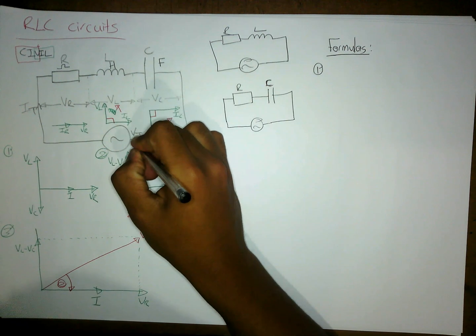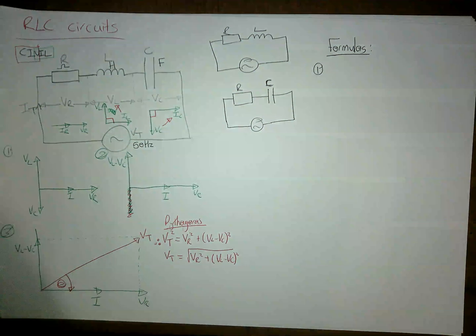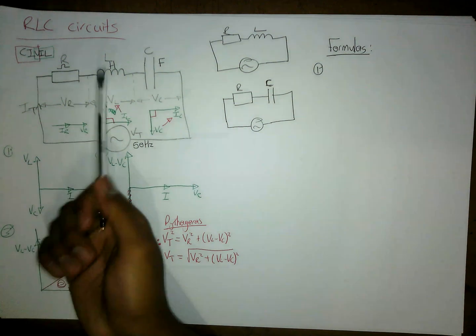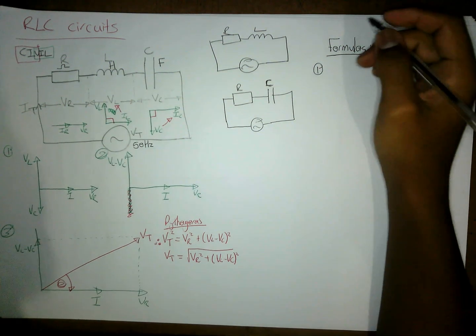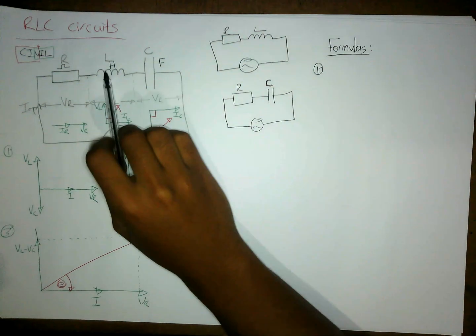Then we use 50 hertz because 50 hertz is what we use in South Africa, in our homes, in our buildings, everywhere. 50 hertz is our frequency. Why am I using frequency? Because we're going to use frequency to get our inductive reactance and our capacitive reactance. So we're going to start here now.